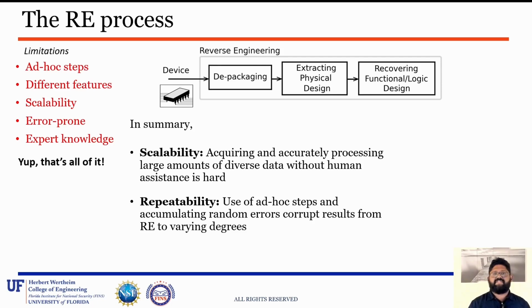We can condense the entire list into two main observations: scalability and repeatability. Scale by acquiring and processing large amounts of data accurately and efficiently without human intervention, and repeatability by ensuring lower dependence on non-standardized ad hoc steps and prevention of anomalies from entering the workflow. Easier said than done, right? So how do we address these limitations?